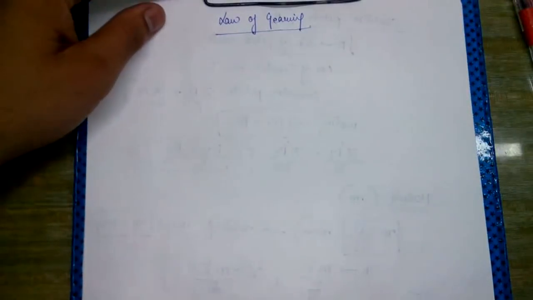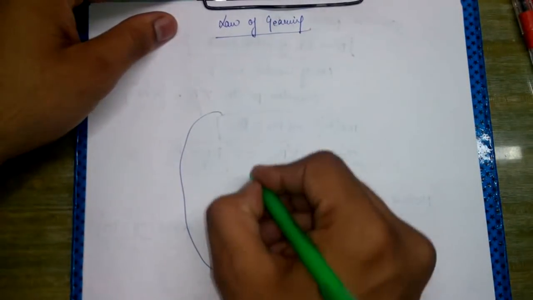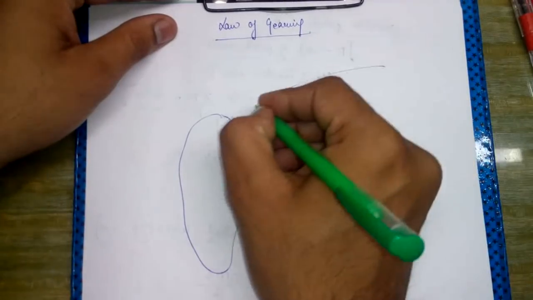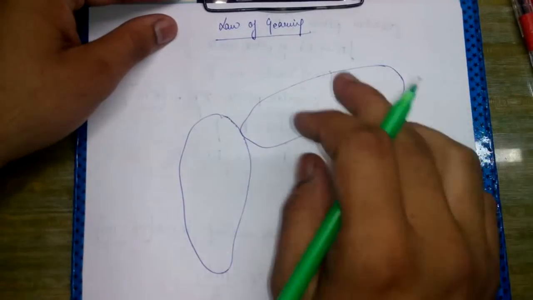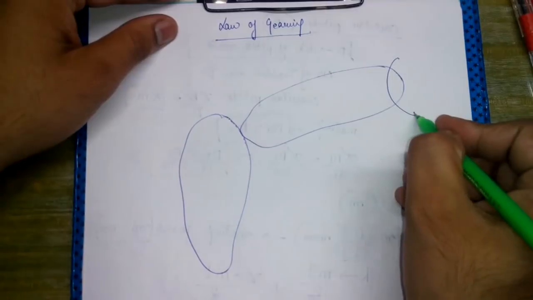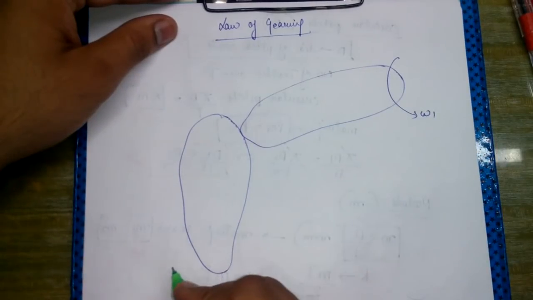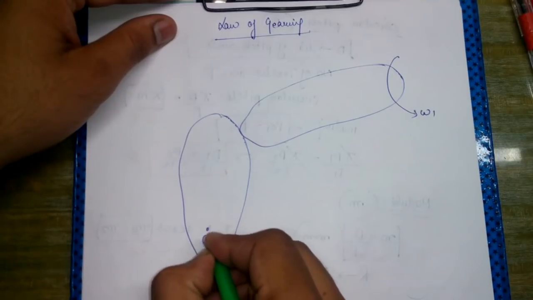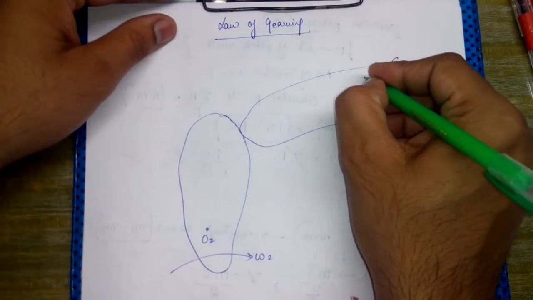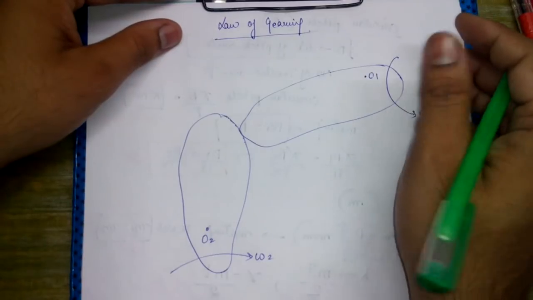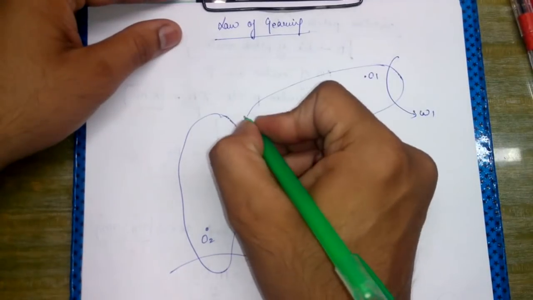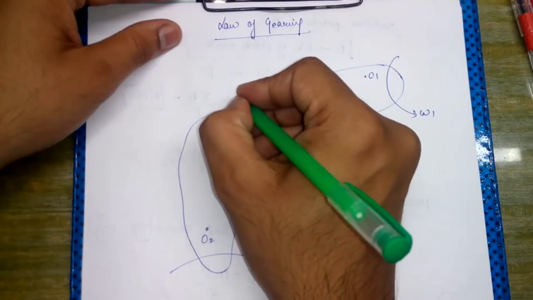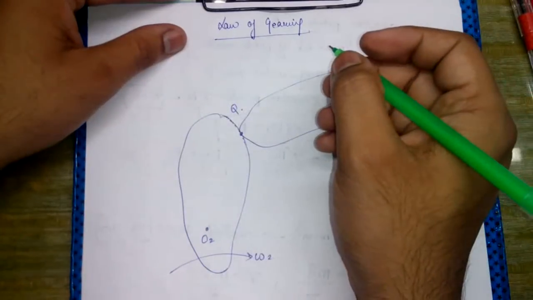Okay. And in the law of gearing we will first draw a diagram. These two bodies are two gears such that one is rotating with omega 1 and the other is rotating with omega 2. This body has the center O2 and this body has the center O1. This point, let us say, is Q.